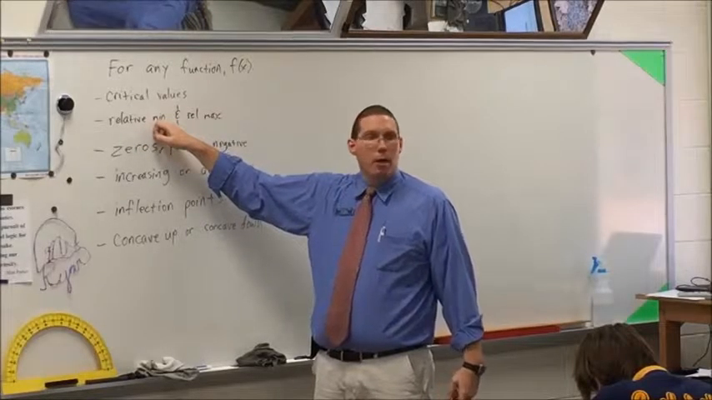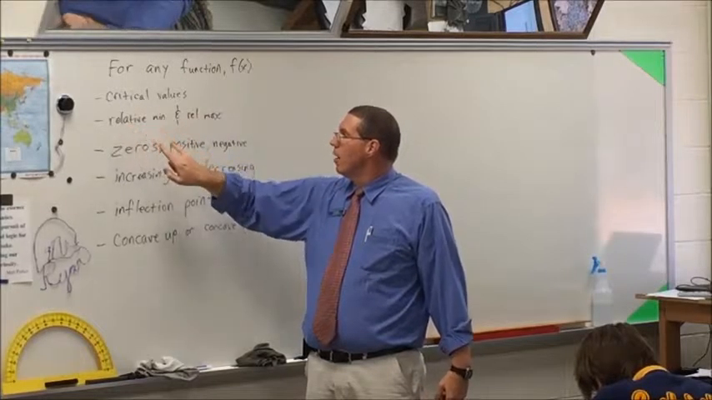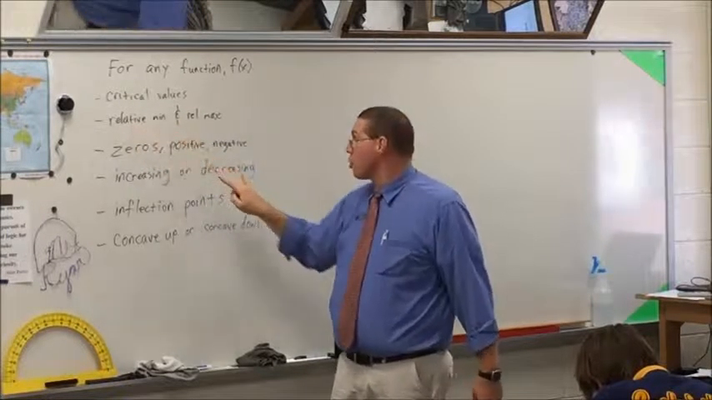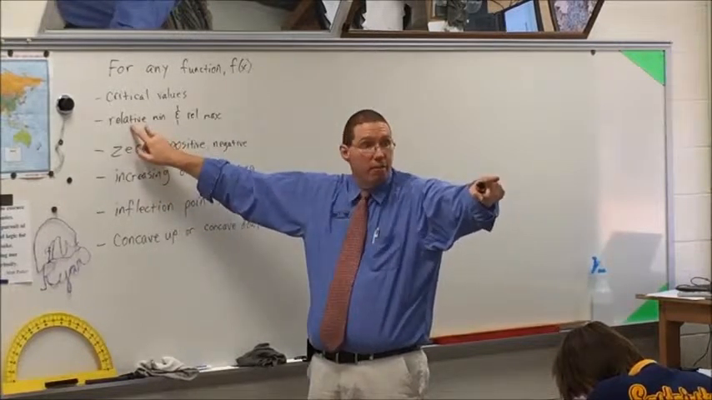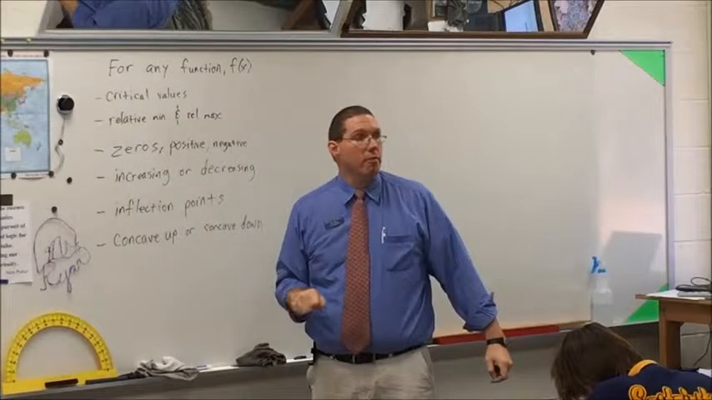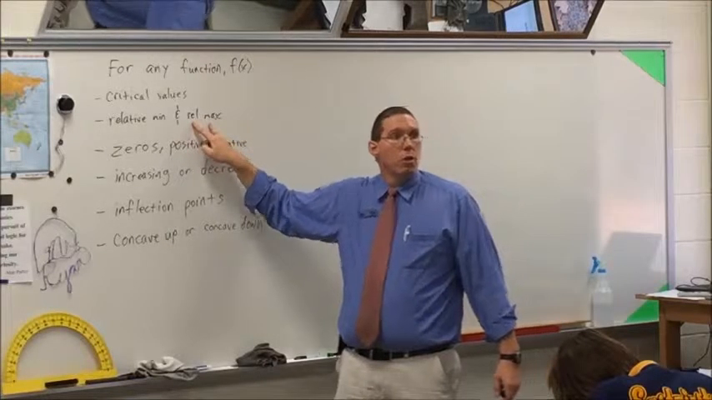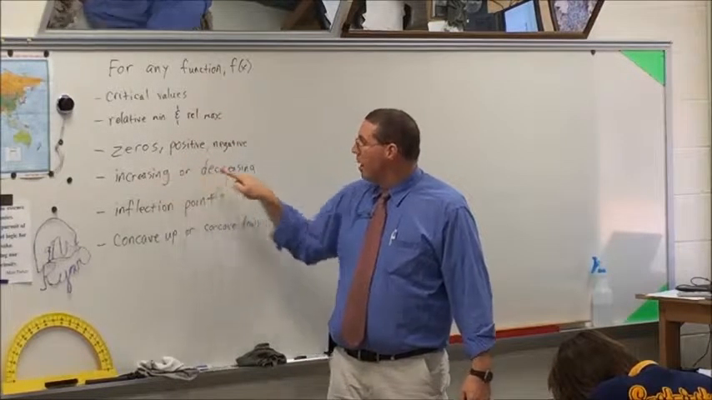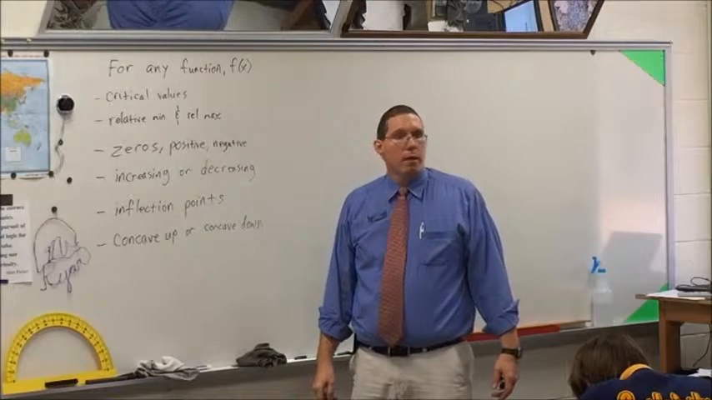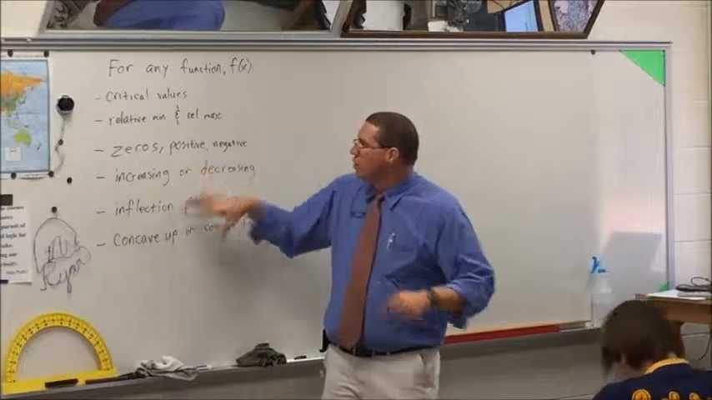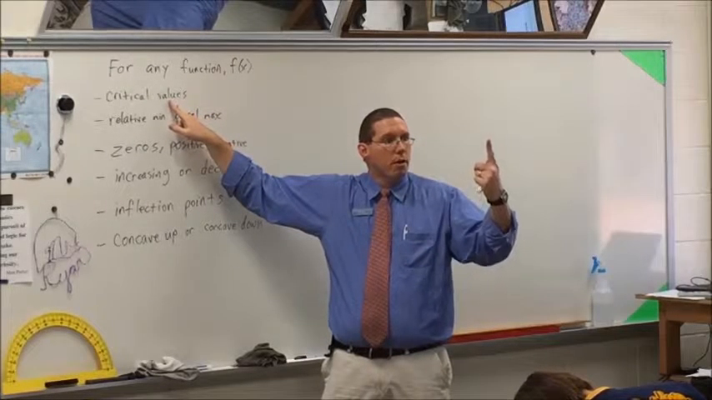A relative minimum occurs where f of x goes from a negative slope to a positive slope. It goes from decreasing to increasing, or where the first derivative changes from negative to positive. And then a relative maximum occurs where the first derivative goes from positive to negative, or where f of x goes from increasing to decreasing. And critical values are where the first derivative equals 0.